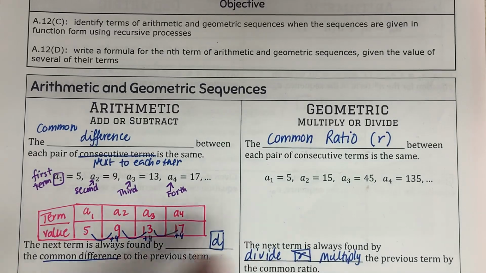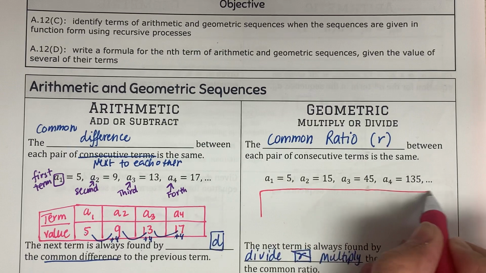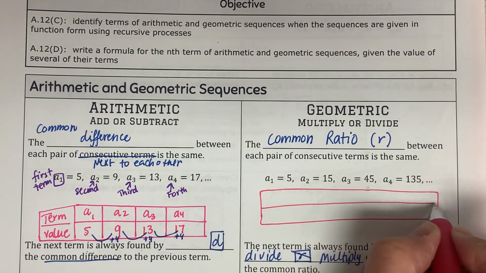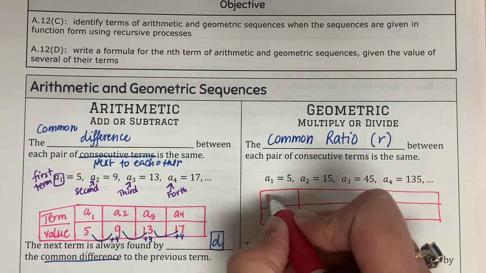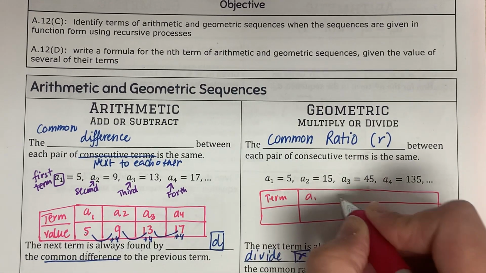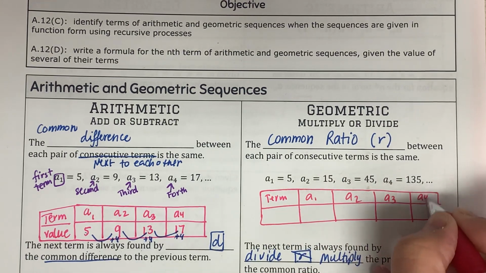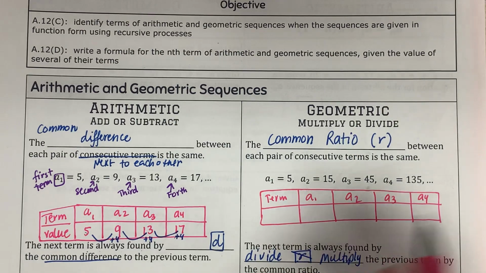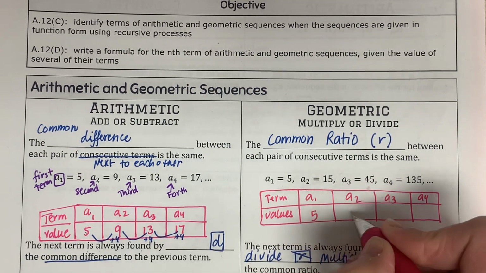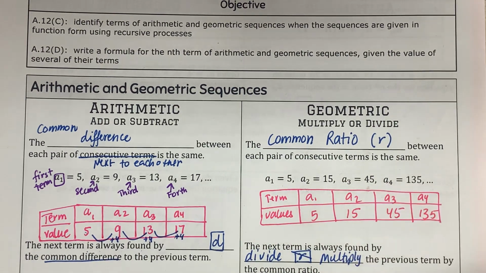Again, I'm going to make a table so I can see my pattern. Super easy. You don't really have to label anything, but you could. This is term because I have 1, 2, 3, 4 terms. A1, A2, A3, and A4. First, second, third, and fourth. And then their values are 5, 15, 45, and 135.